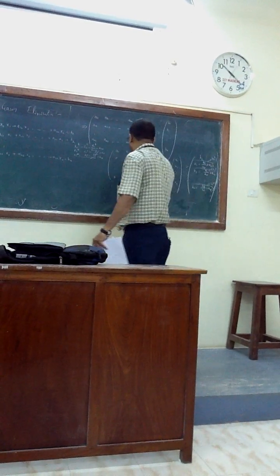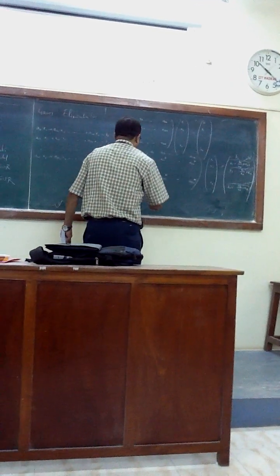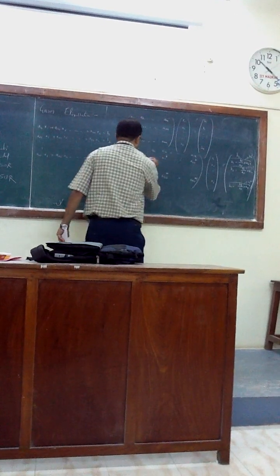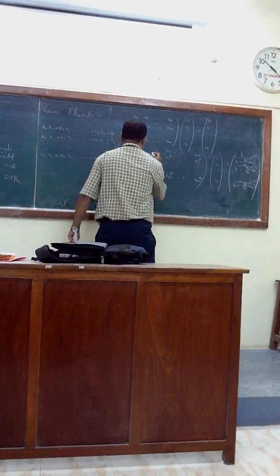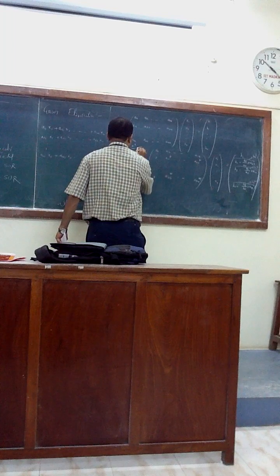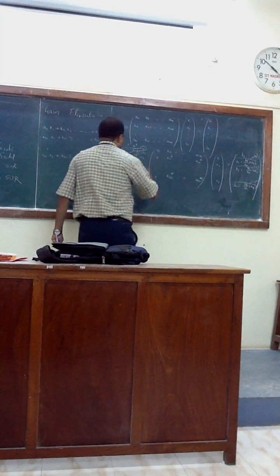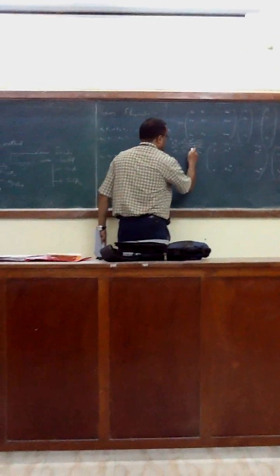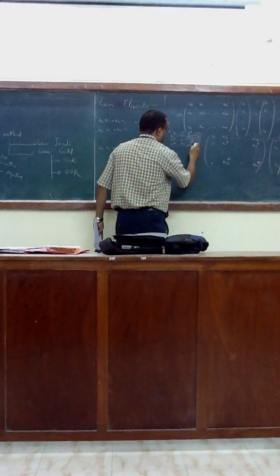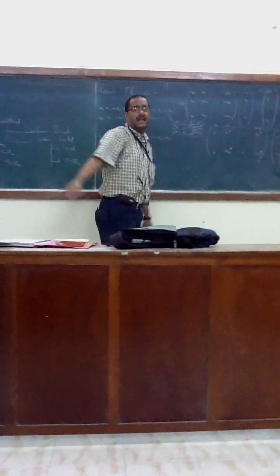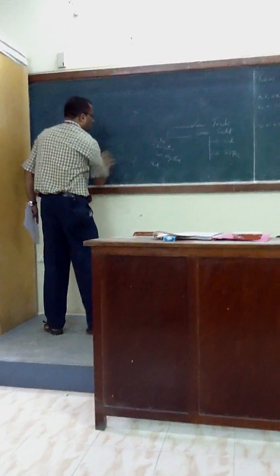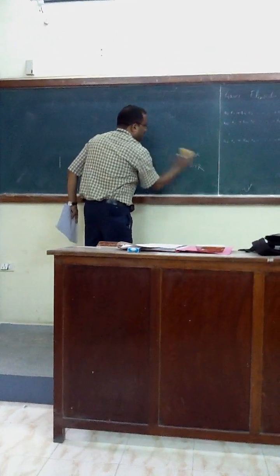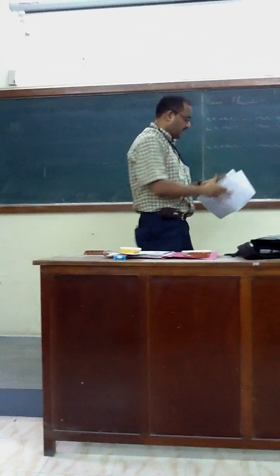Like this A22 and all those things. So there is a factor here. For this row, the factor is A21 by A11. For the third row, the factor is A31 by A11. For the nth row, the factor is AN1 by A11. Right? So what I will do, I will store these factors.